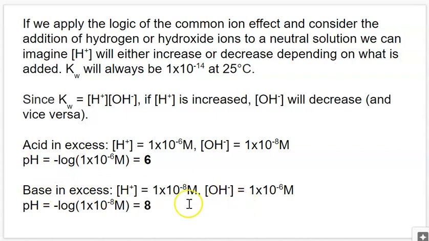For the base, if we switch these numbers and put the base in excess of the acid, and plug in the lower number for the hydrogen ion concentrations, we end up with 8, which is bigger than 7. So if the base is in excess, the pH is going to be above 7, and that's what's considered to be a basic solution.